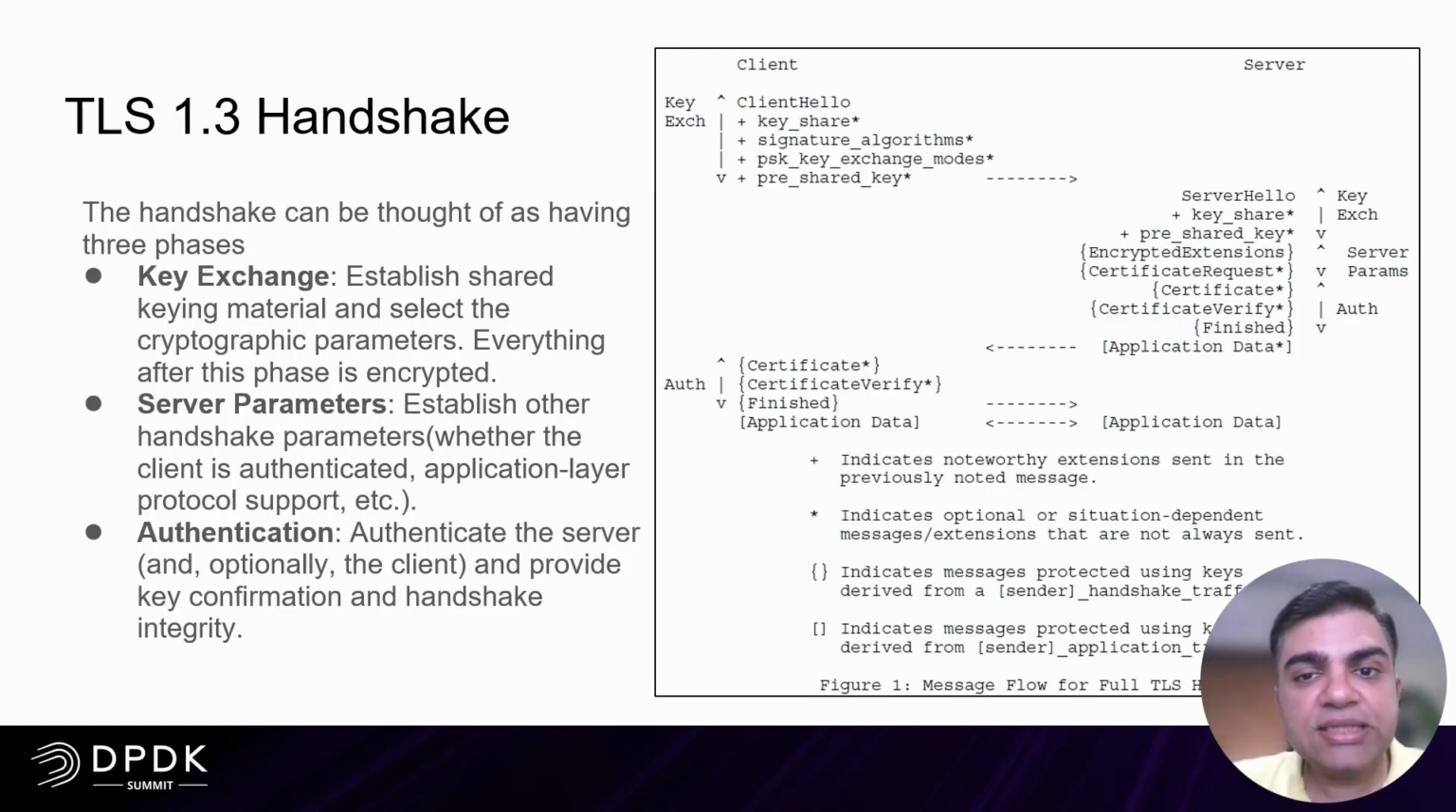Various versions of TLS and DTLS have different changes with respect to the handshake. We'll not go into details of every handshake process. For illustration, we have taken TLS 1.3 to show the handshake process. Here, the handshake can be considered a three-phase process: the key exchange process, getting the server parameters, and the authentication messages.